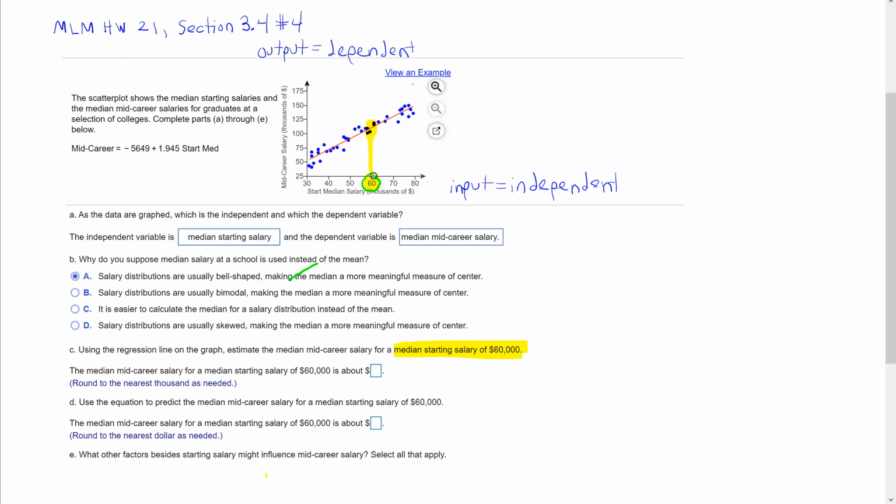So if I go to 60,000 and I go up and I hit that red line and I go over, it's kind of hard to read. I go over, I don't know, it looks somewhere between $100,000 and $125,000 mid-career salary for graduates that start at 60,000. So hopefully, MyLab is going to be a little gracious with us. I don't know. So maybe $112,000. I don't know. I might have to guess and check. This graph is a little hard to read because it doesn't exactly hit that median. I wonder if I large size it. Give me 1 second.